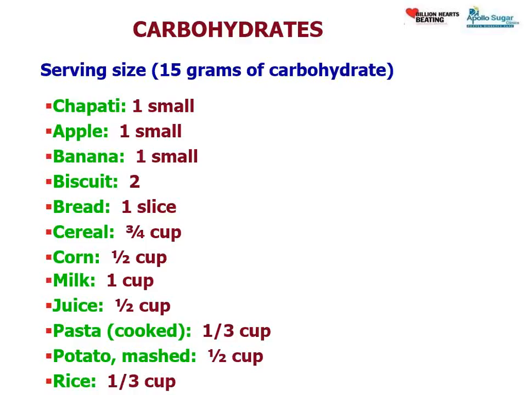Cereals, 3/4 cup of cereal, that is your oats or your poha or suji. Corn, half a cup. Milk, 1 whole cup. Juice, half a cup. Cooked pasta is 1/3 cup. Potato is half a cup. Rice, 1/3 cup.